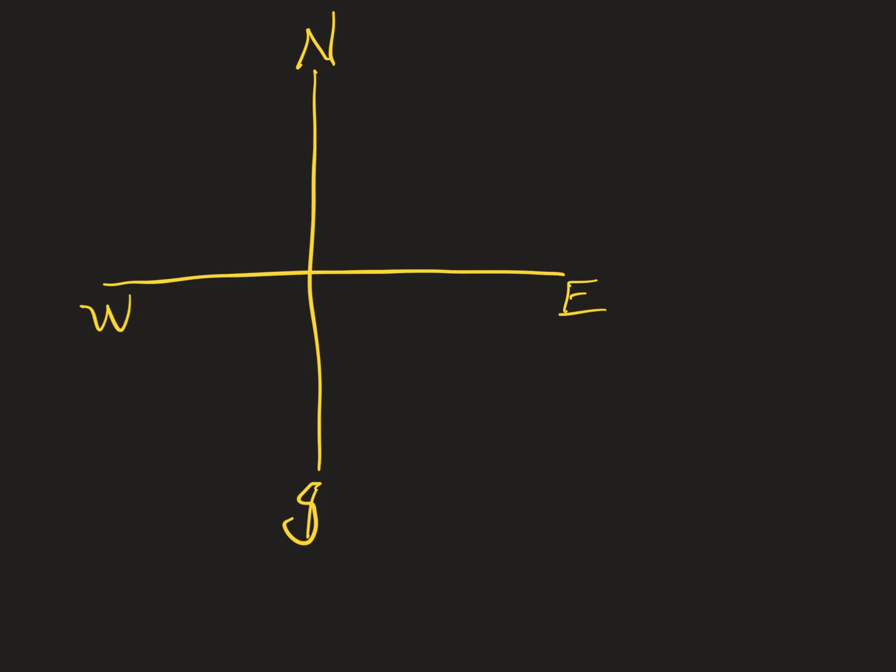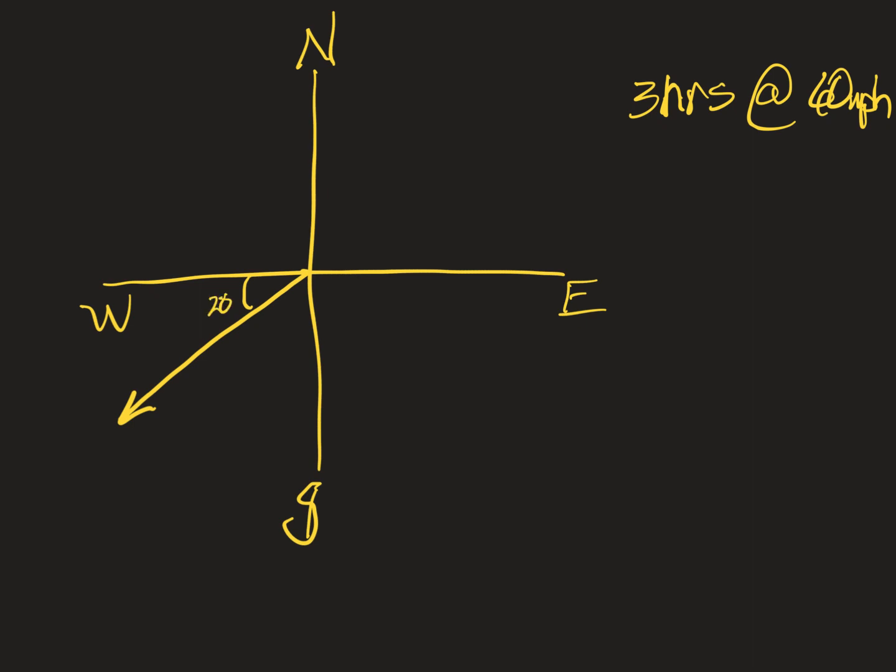All right. And you drive on a road for 3 hours at 60 miles per hour, okay? And that road is out like this, okay? And so this is like 20 degrees, okay? 20 degrees. So describe the vector that goes with this situation.